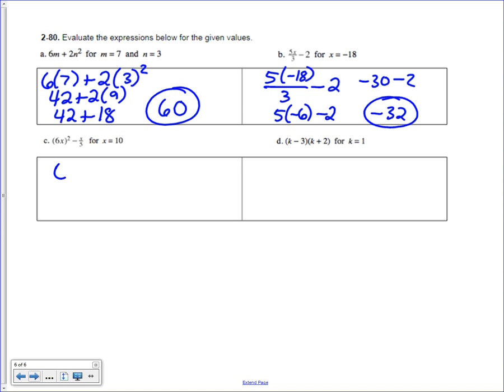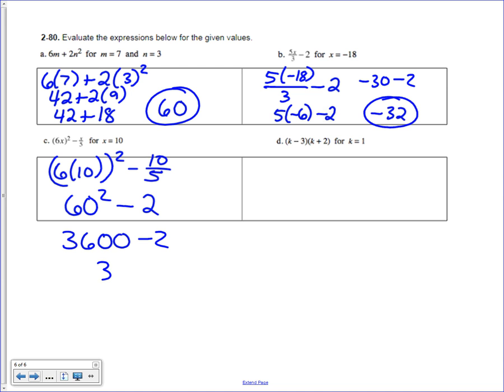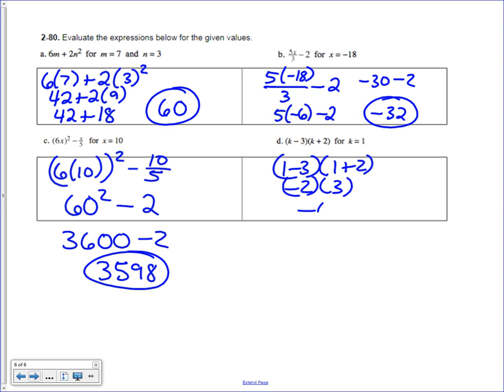For C, I'm going to get 6 times 10 in parentheses squared minus 10 divided by 5. So because the 6 times 10 is inside the parentheses, I do it first. So I get 60 squared minus 2. 60 squared is 3,600. So 3,598. And then D, I get 1 minus 3 times 1 plus 2. So -2 times 3. So I get -6.